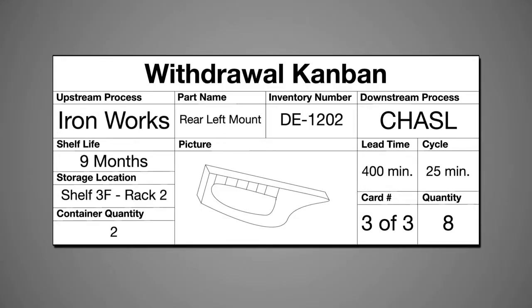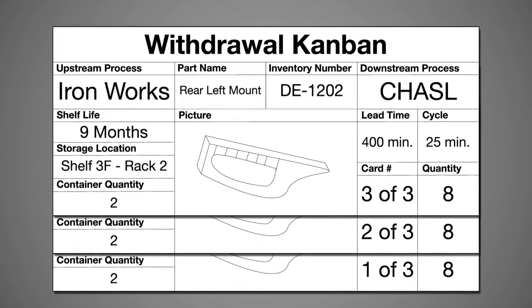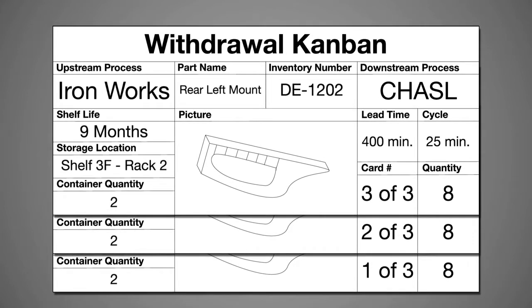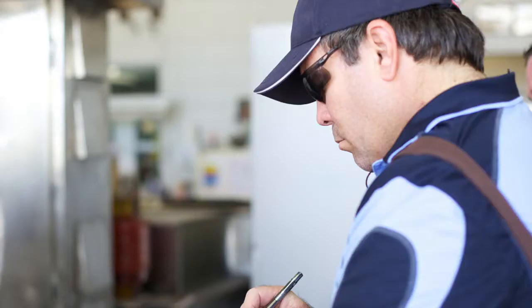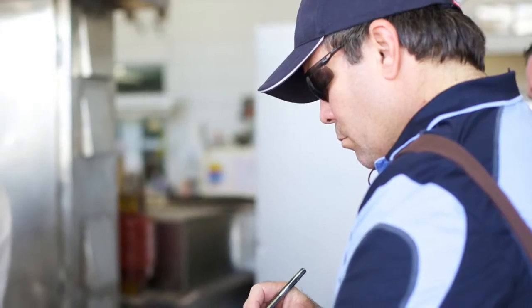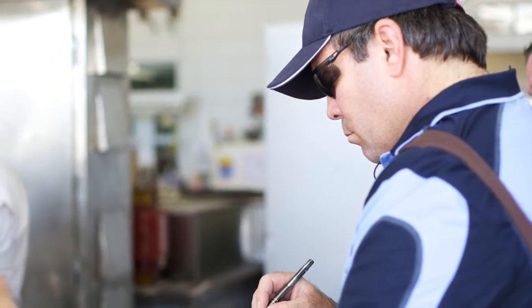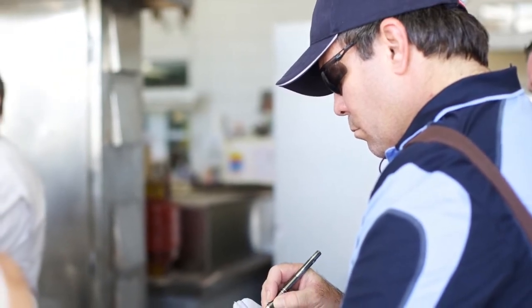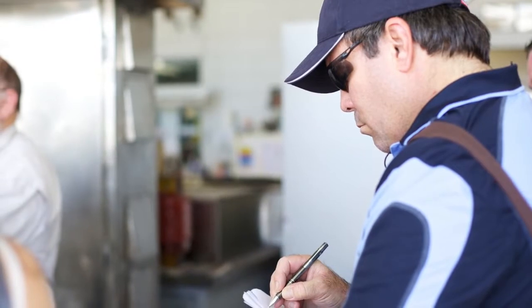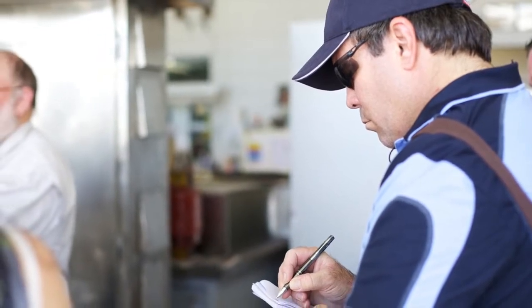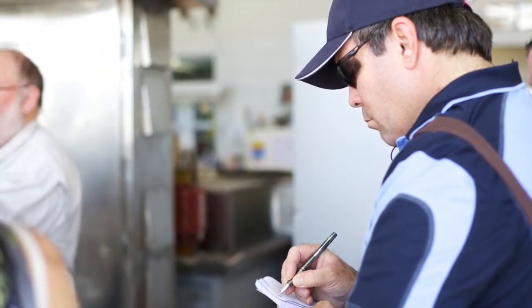This number depends on the analysis of downstream demand and the capabilities and constraints of the upstream processes. If it were determined that 3 Withdrawal Kanban were needed to trigger a Production Kanban, then each of the 3 Withdrawal Kanban would have a designation of 1 of 3, 2 of 3, and 3 of 3 on their individual cards. Information on the Withdrawal Kanban will be the same as the Production Kanban with the addition of 1 figure. That is the number of Withdrawal Kanban required to trigger a Production Kanban.